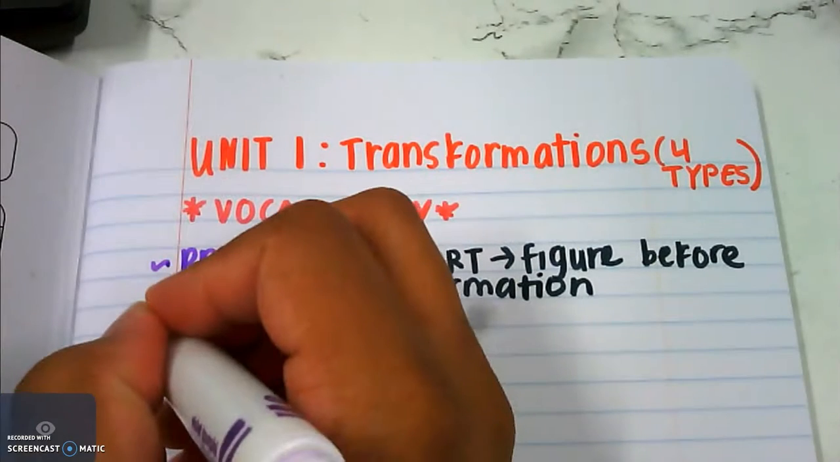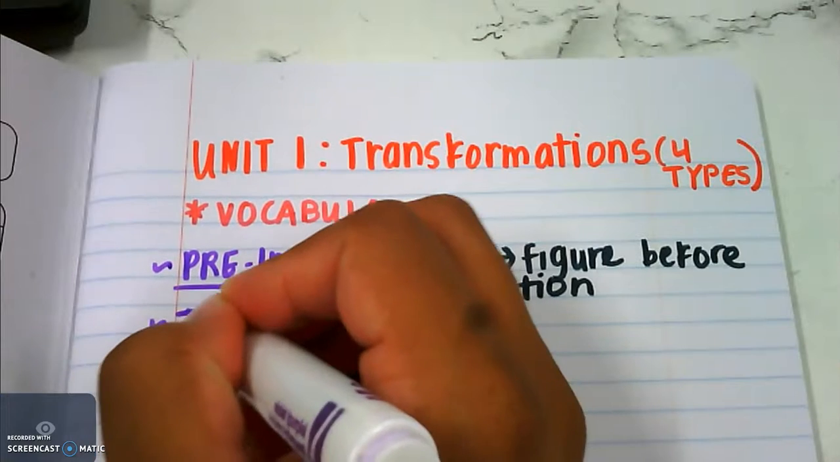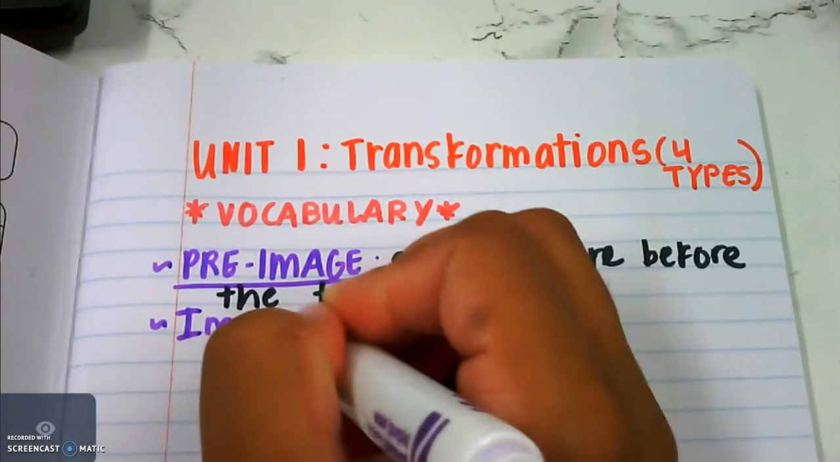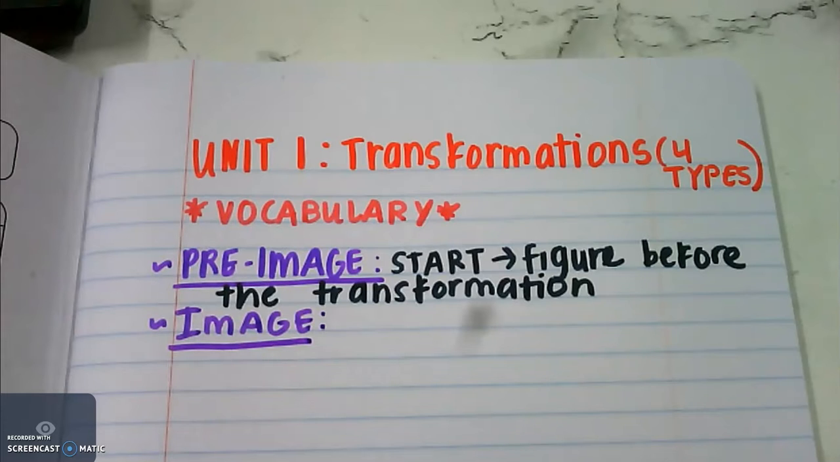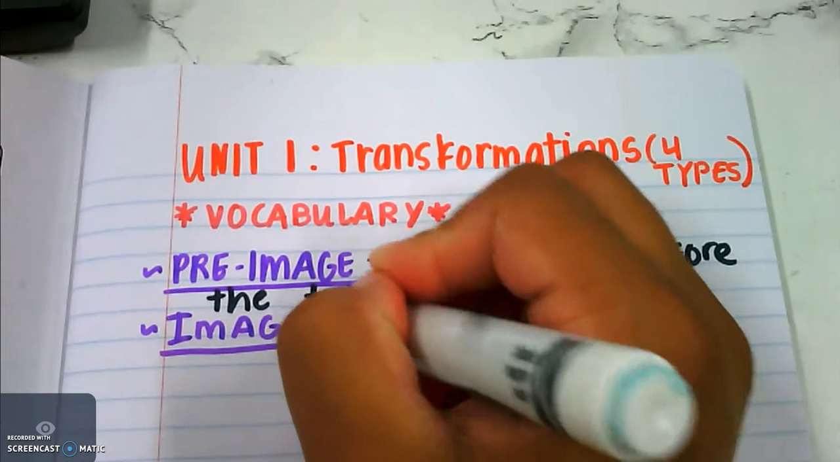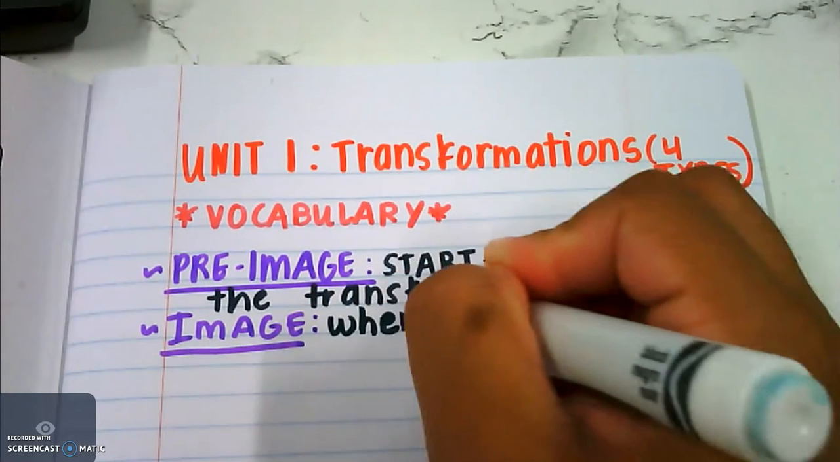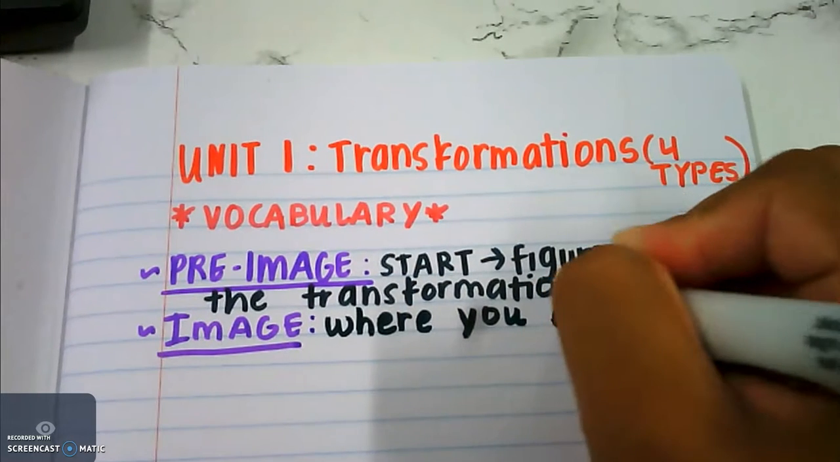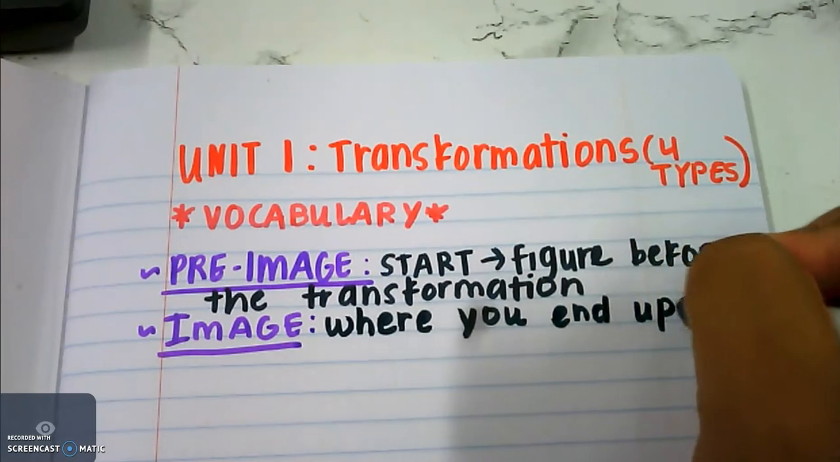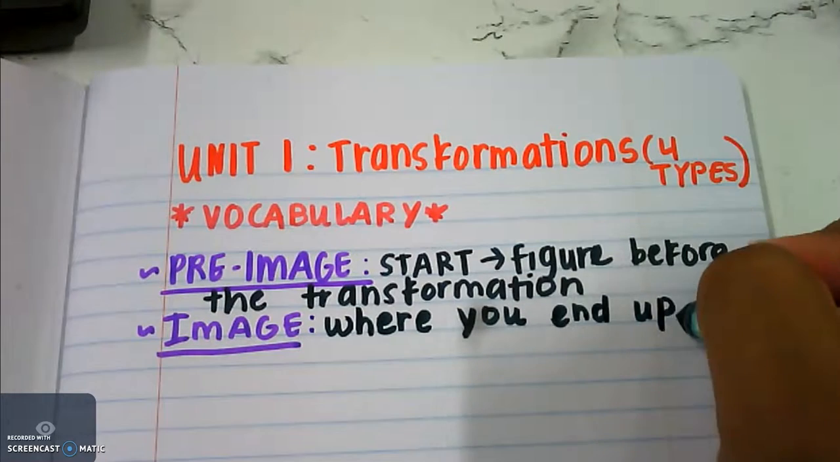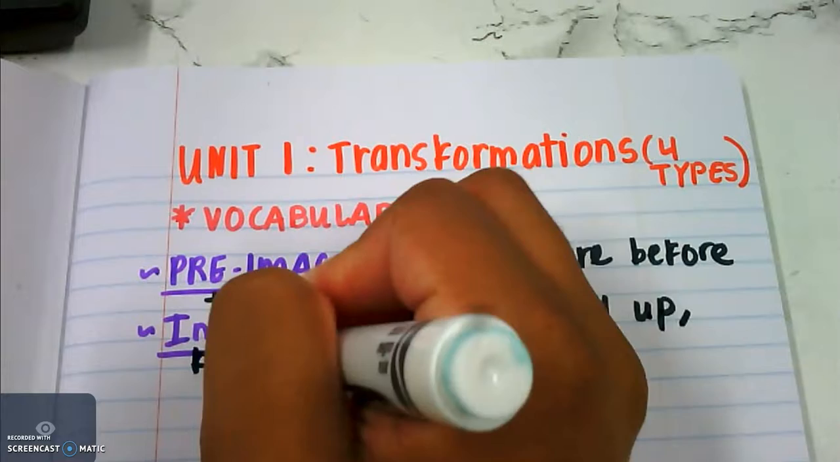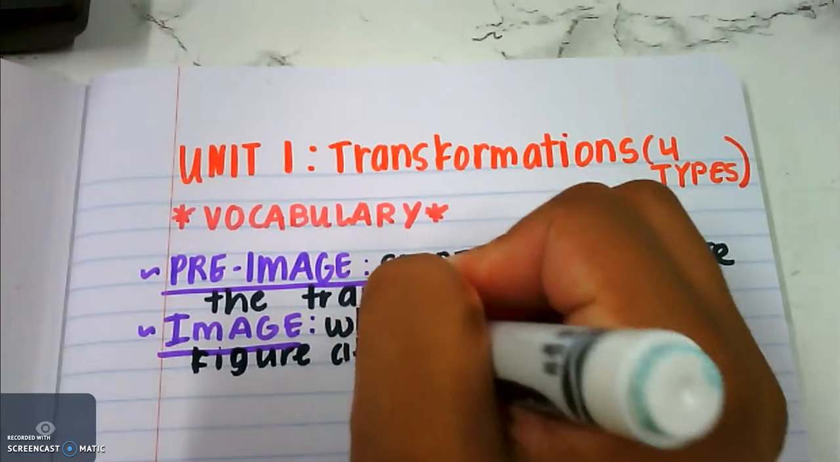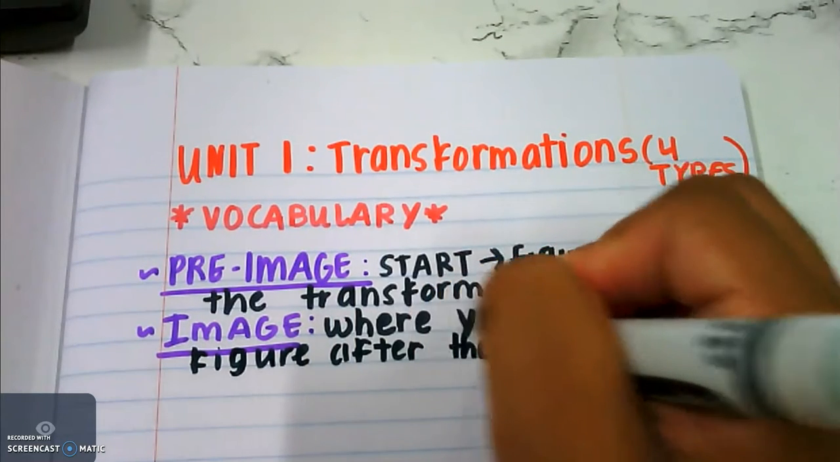Our next word is our image. And this is where you end up after the transformation. So this is our figure after the transformation.